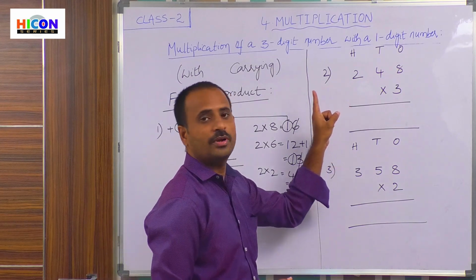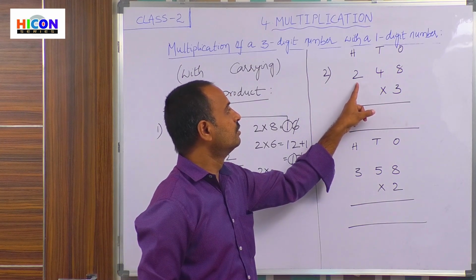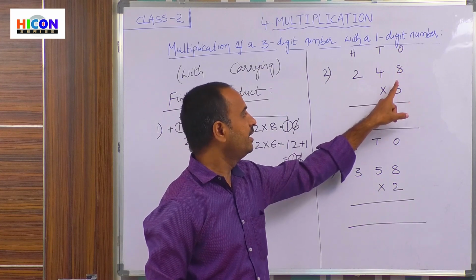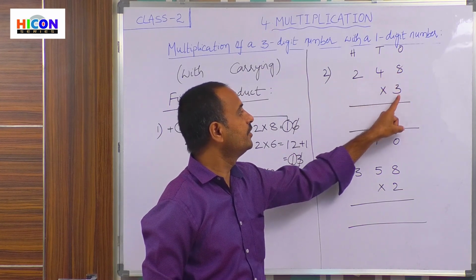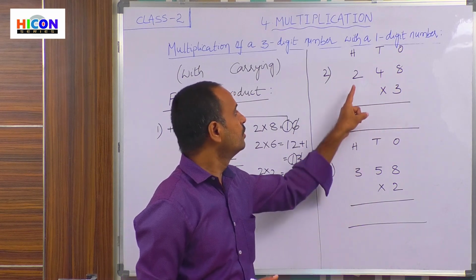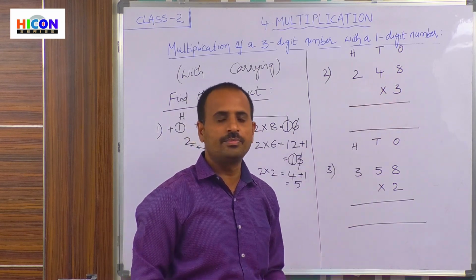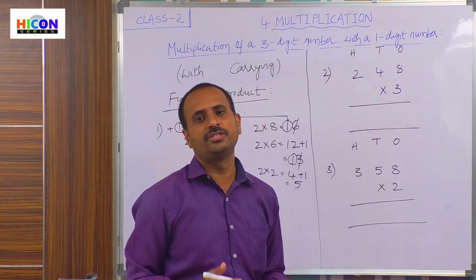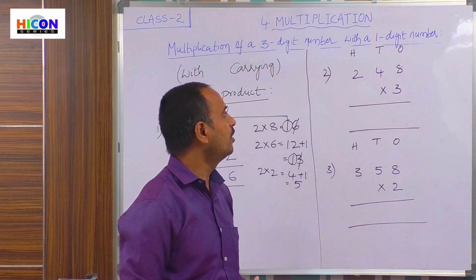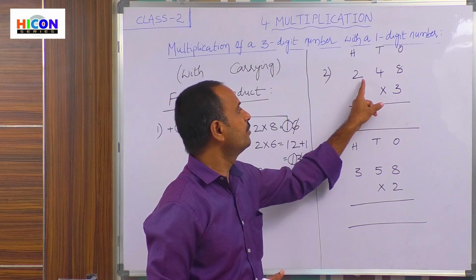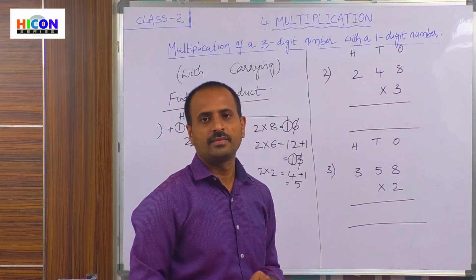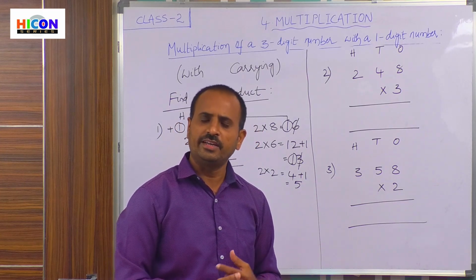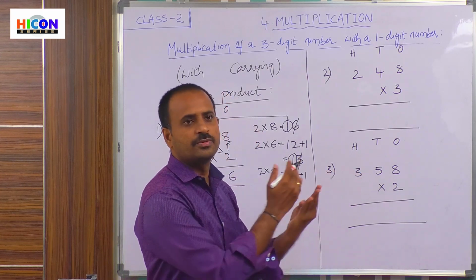So in the second problem, they have given 248 and 3. We have to multiply this 248 with 3. So here 248 is a 3-digit number and 3 is a 1-digit number. So now we have to multiply this 3-digit number 248 with a 1-digit number 3. So again same process. So let us start multiplication from ones place.